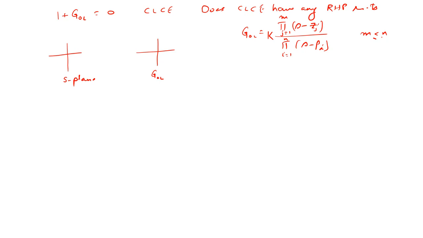Now let's start thinking in general. Let me plot the poles and zeros of G open loop on the S plane. Let's say it has got poles like this, maybe it's got some zeros in the right half, and G can be any kind of transfer function. So this is the pole zero map of G, a general pole zero map.